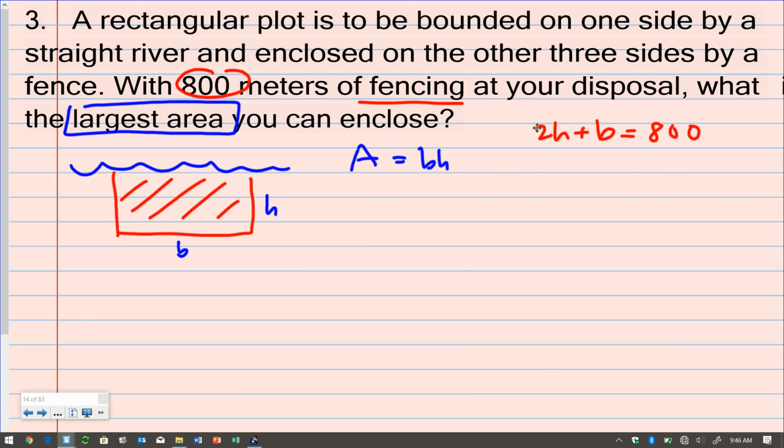Does that make sense? Can you do that on your own? Okay. Which is easier to solve for, B or H? B. So let's just solve for B. B is equal to 800 minus 2H. So then what I do is I bring over the B here, 800 minus 2H, quantity times H. Then I only have one variable. Is everybody good with that? What's my next step? Distribute. Okay, so I'm going to go ahead and distribute.